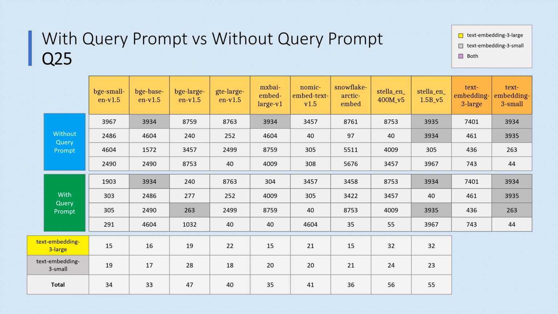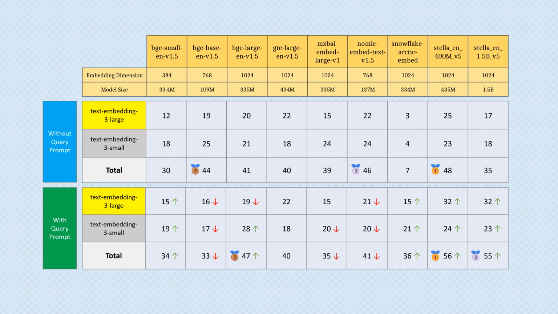Now the question is, does query prompt make a difference? Performance of BGE-small-en, BGE-large-en, snowflake-arctic-embed-l, Stella EN 400M and Stella EN 1.5B seems to have improved. On the other hand, performance of BGE base en, mxbai-embed-large and nomic embed text seems to have degraded to some extent.